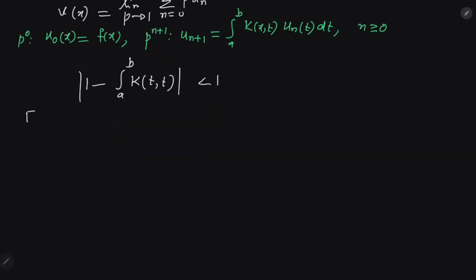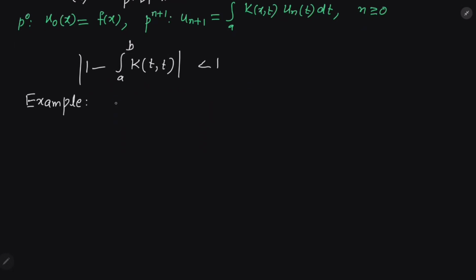Example. Suppose I have an integral equation with right hand side involving the integral of (x minus t) u(t) dt. This is our equation number 1.